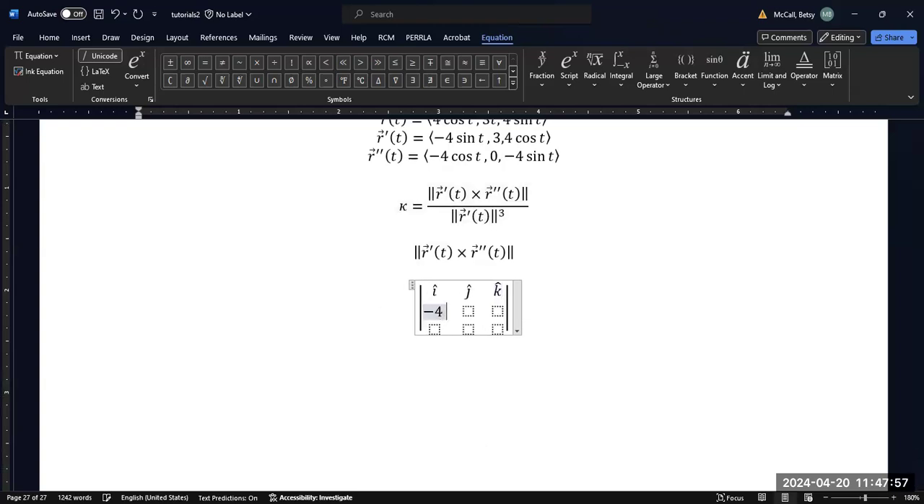So we've got -4 sine t, 3, and 4 cosine t, and -4 cosine t, 0, and -4 sine t. Now, these are not all going to turn out to be 0 everywhere.